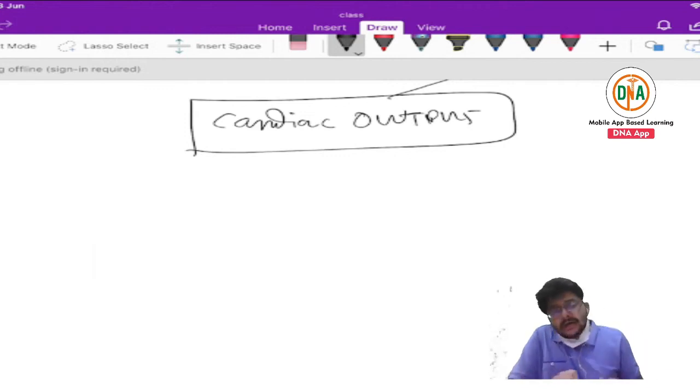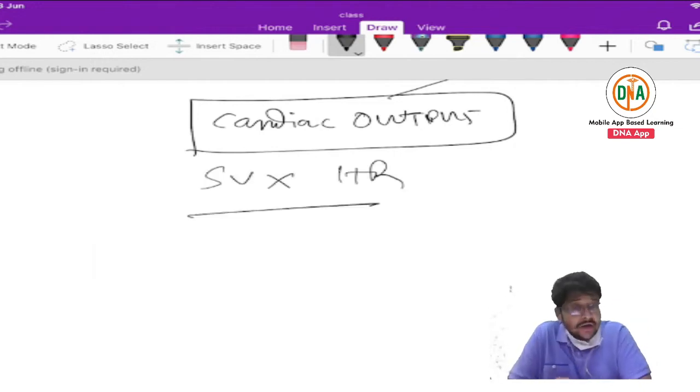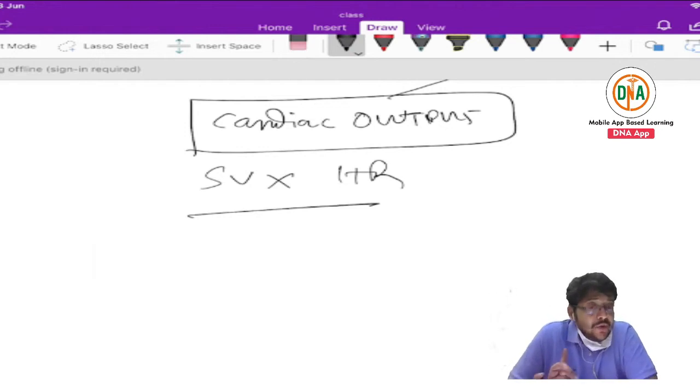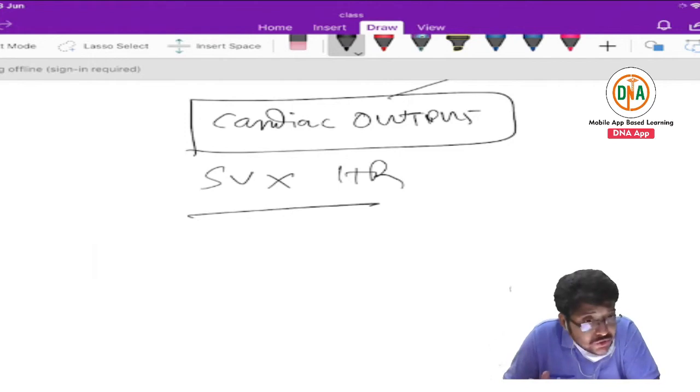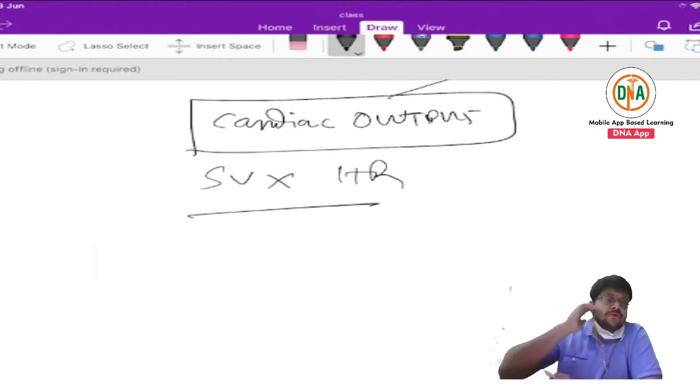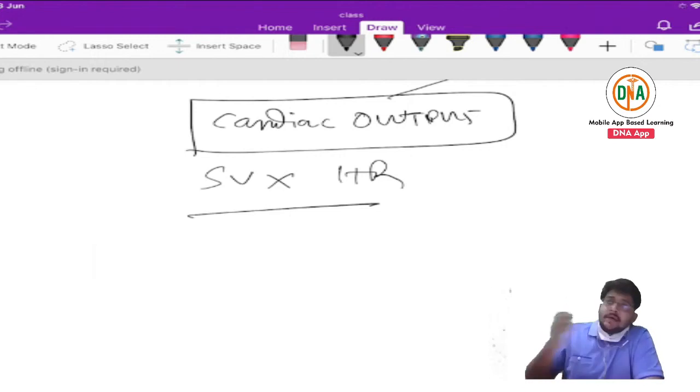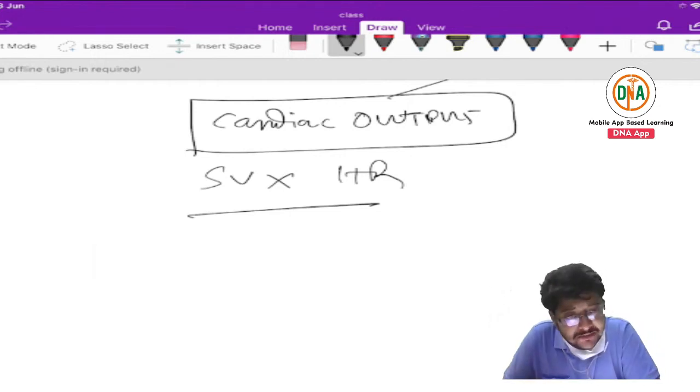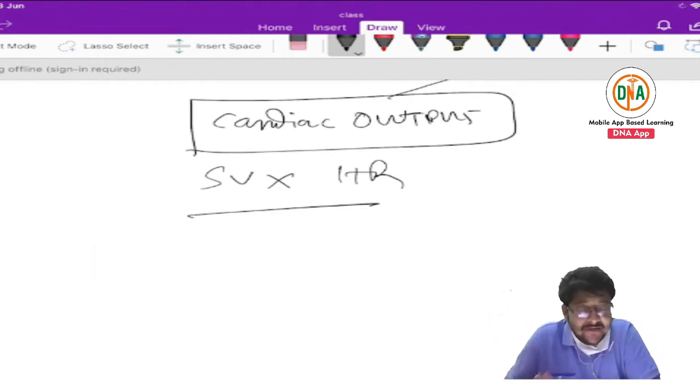So what is cardiac output? Cardiac output is basically the product of stroke volume and heart rate. Remember, this is very important. Cardiac output, you will face as a broad question, also as a short question, and also the regulation. Everything you need to know about cardiac output. If you don't know about cardiac output, my humble suggestion will be drop the exam. Don't go to the exam that time because you won't pass.